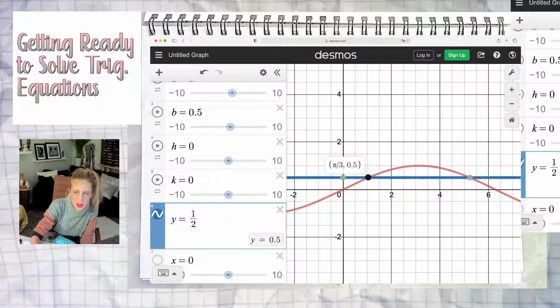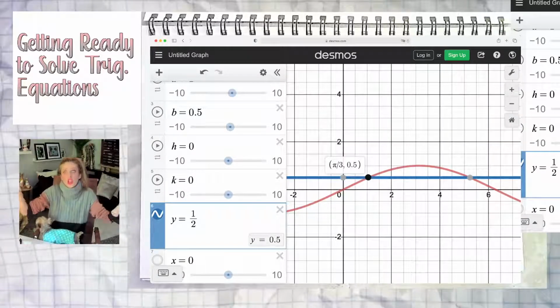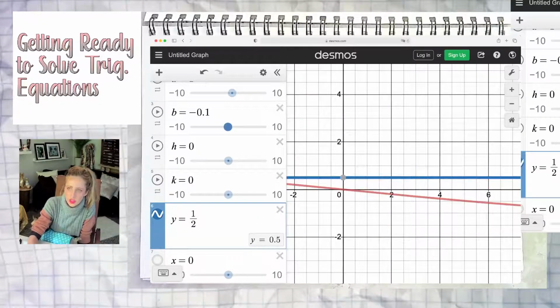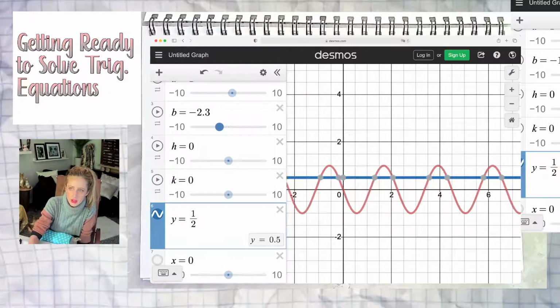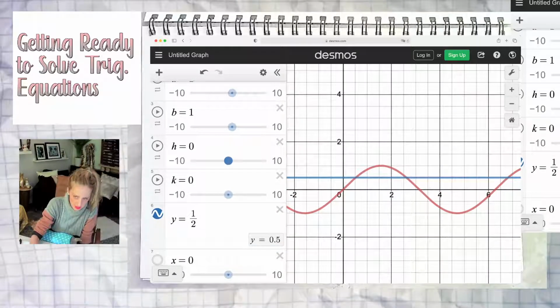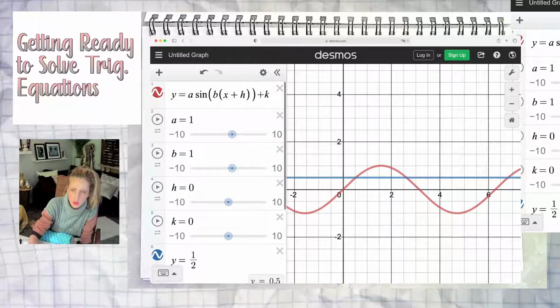See, if I make B 1/2 inside, now it equals 1/2 at pi over 3 because I stretched it out, okay? And if I make that negative, it flips it the other way. So very interesting, okay? But we'll learn this later. That's why I'm saving this example.